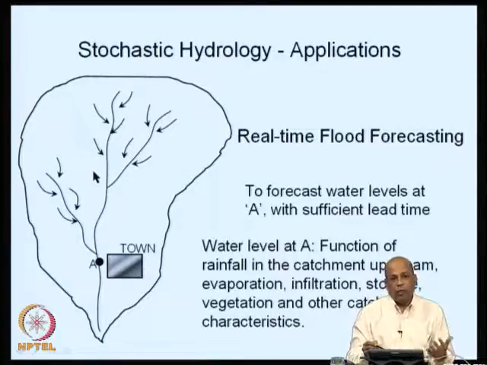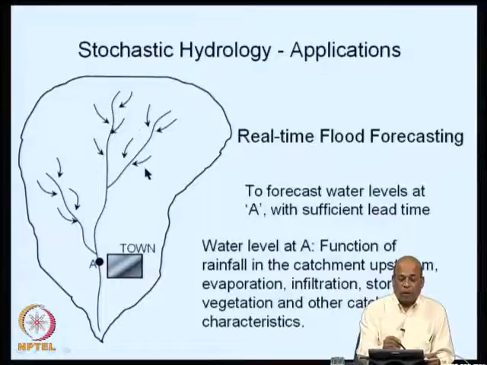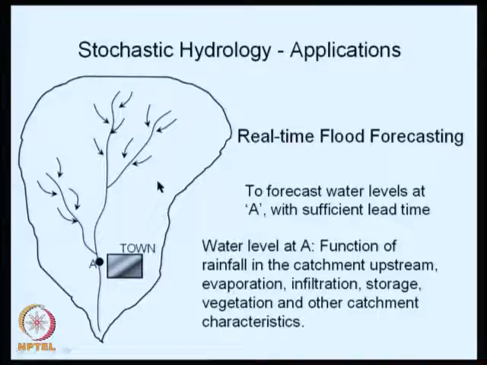So, there are a large number of physical factors that govern this, but most of these physical factors are also governed by other processes. For example, if you are talking about infiltration and depression storage, evaporation etc., they are also governed by some random fluctuations, and therefore, the water level at this point becomes a random variable, and we must evolve methodologies to relate what is happening upstream of this particular point to the water levels at these locations. And the methods that we cover in this course will be useful for such applications.